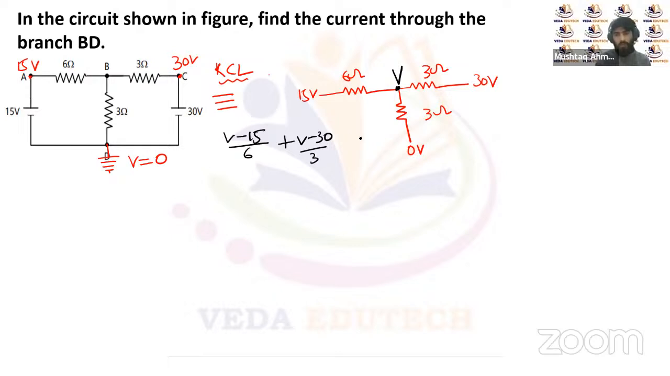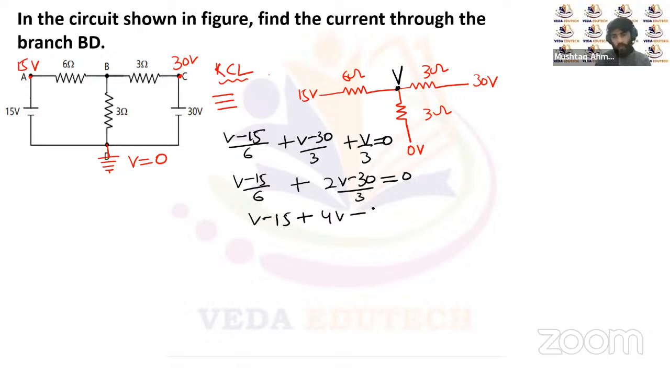Plus V minus 0 over 3. That's V over 3, right? That's equal to 0. Now we'll be left with V minus 15 over 6, which will be equal to 2V minus 30 over 3, and that's equal to 0. Or we can write it as V minus 15, taking 6 as LCM, it will be 4V minus 60. That will be equal to 0, right?